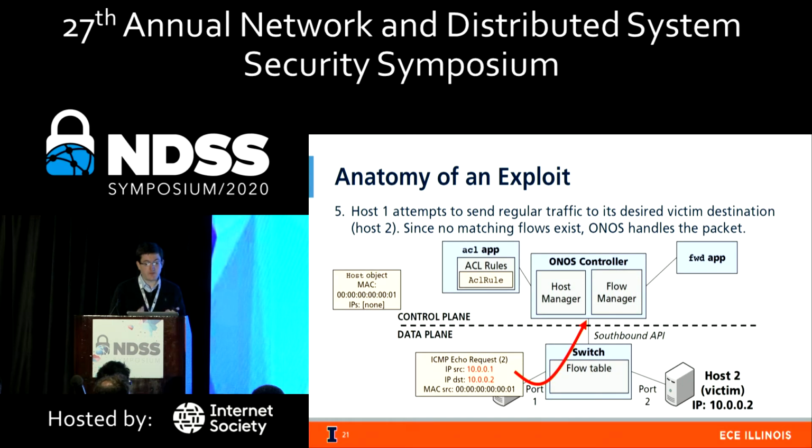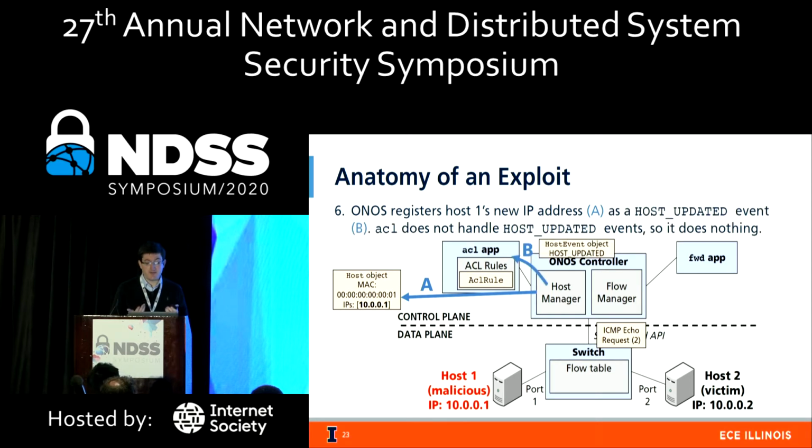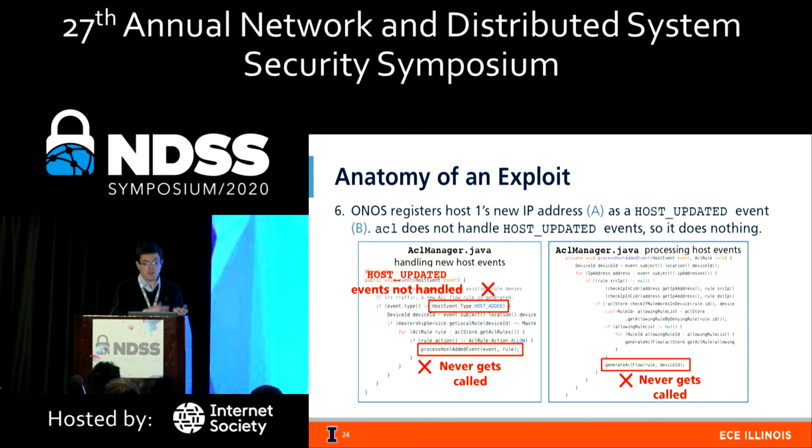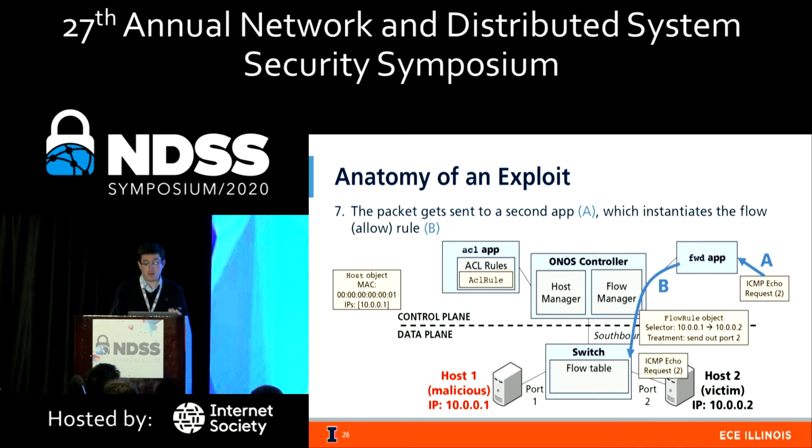Host 1 then attempts to send regular traffic to its desired victim destination, host 2. Since no matching flows exist, ONOS handles the packet. ONOS registers host 1's new IP address, its actual IP address, as a host updated event. Now, the access control app doesn't handle those host updated events, so it doesn't do anything. As we see in the code on the left, it doesn't handle host updated, so nothing else afterward gets called. The packet then gets sent to a second app, which instantiates the flow allow rule and allows host 1 to communicate with host 2.